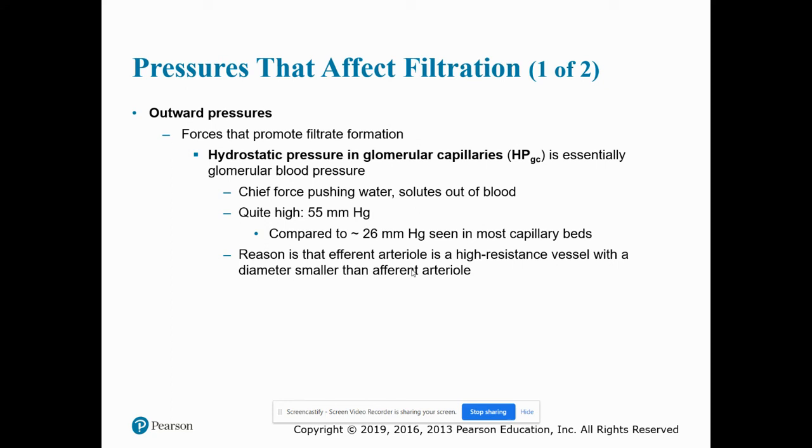So we have the outward forces. These are going to be the forces that promote filtrate formation. And we have the hydrostatic pressure in the glomerular capillaries, which is essentially glomerular blood pressure. This is going to be the chief force pushing water and solutes out of the blood. It's pretty high in the glomerulus, about 55 mmHg compared to about 26 that's seen in most capillary beds. If you recall from the second video I did, the reason for this is that the efferent arteriole is a high resistance vessel, and it has a smaller diameter than the afferent arteriole.